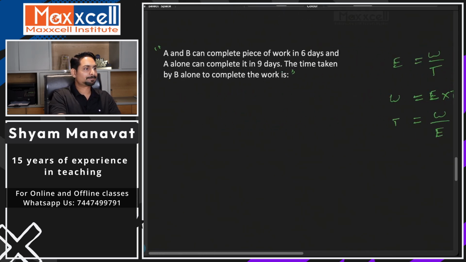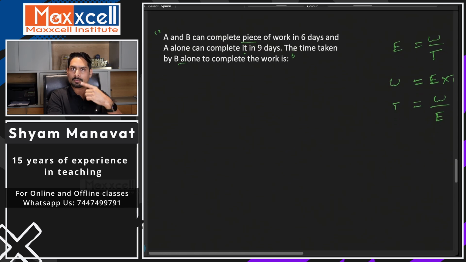All right, come back. So A and B can complete the piece of work, which we don't know what it is, in 6 days. A alone can complete the same work in 9 days. We need to find the time taken by B alone to complete the same work. All right, let's do it. Let's solve this question also with both methods.